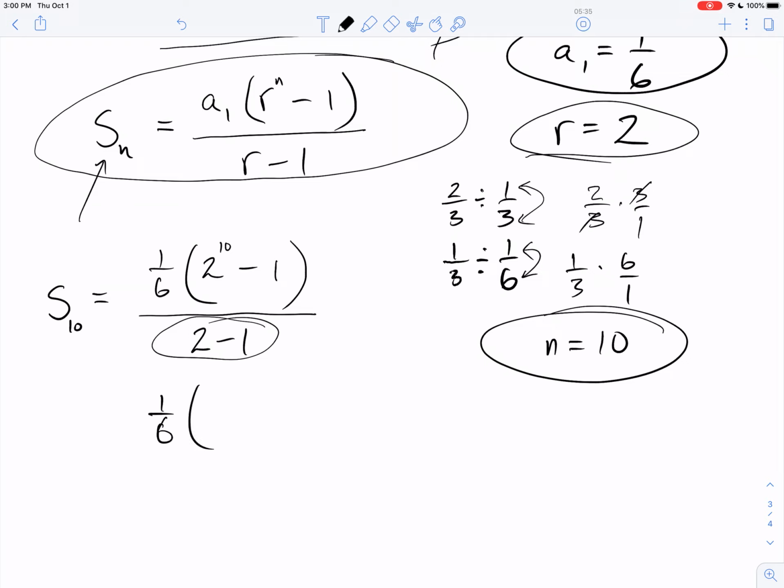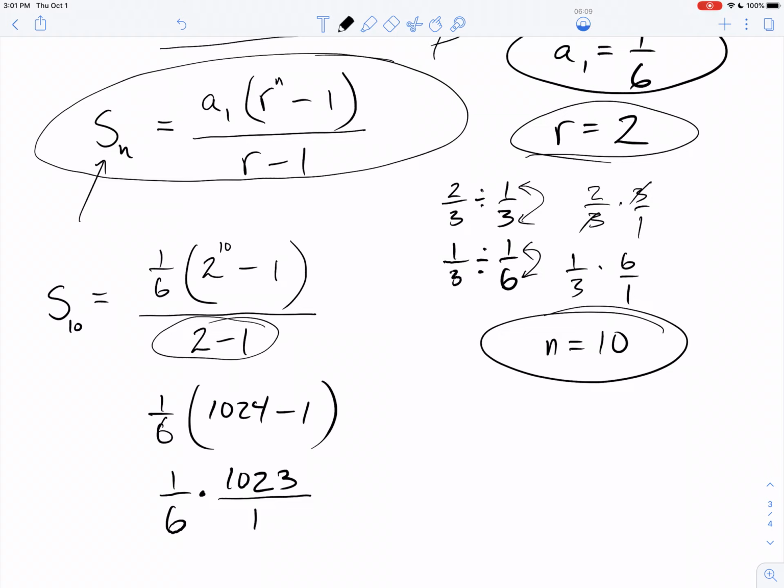Instead, I just have to say 1/6 times, now inside the parentheses, I'm going to do 2 to the 10th power, which is 1024, minus 1. So now I have 1/6 times 1023, which I can make look like a fraction. And then I could say, hey, I wonder if that turns out to be a nice, pretty number. Does it reduce is my question.